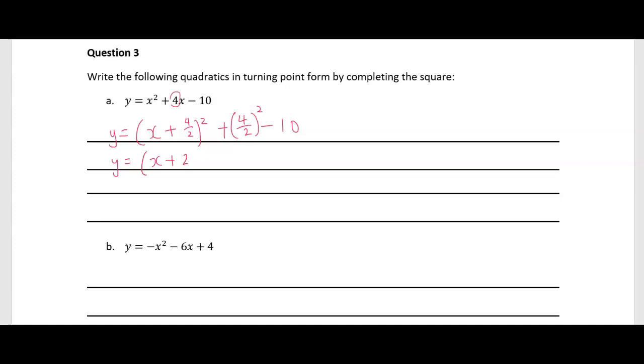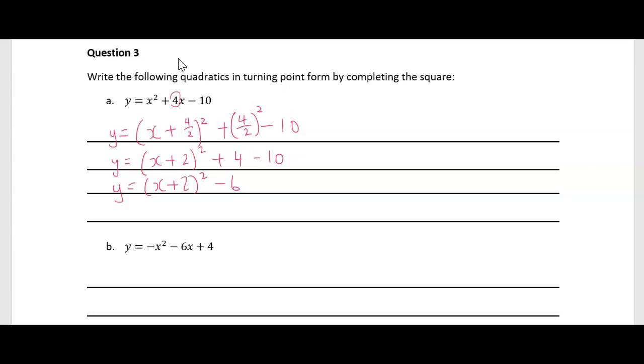All right, so we've got x plus 2 squared. 4 on 2 is 2, 2 squared. All right, we didn't even need to convert it into a fraction. And that should be a 4. Okay, I shouldn't rush. When you rush, you make mistakes. All right, 4 minus 10 is negative 6. And that's turning point form. All right, we don't have to do anything else with that.